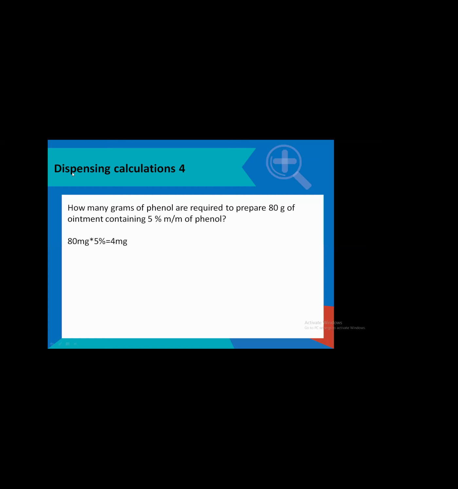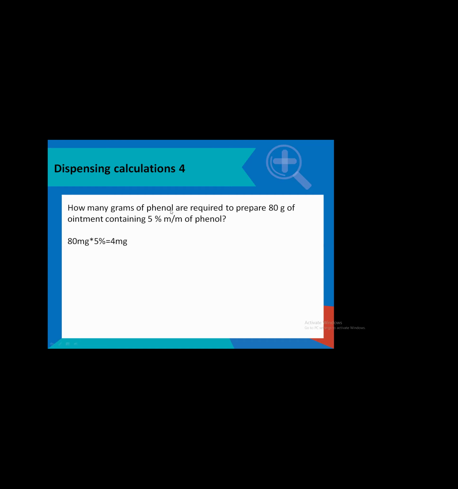Then you know that when you are preparing this solution, it becomes 4 gram into 76 gram of your base. Then the total becomes 80 gram. It can't be 4 gram of phenol in 80 gram of a base, because that will no longer be 5%.